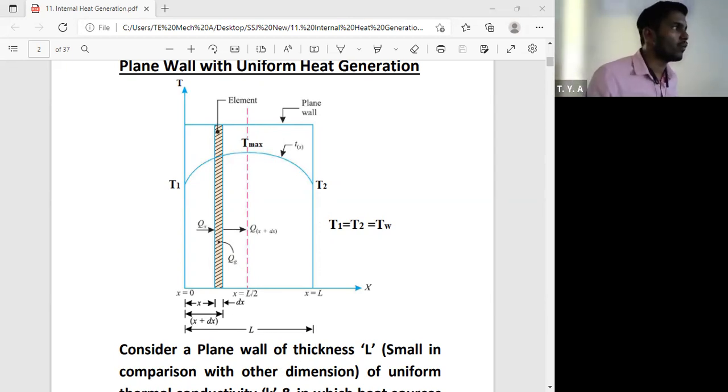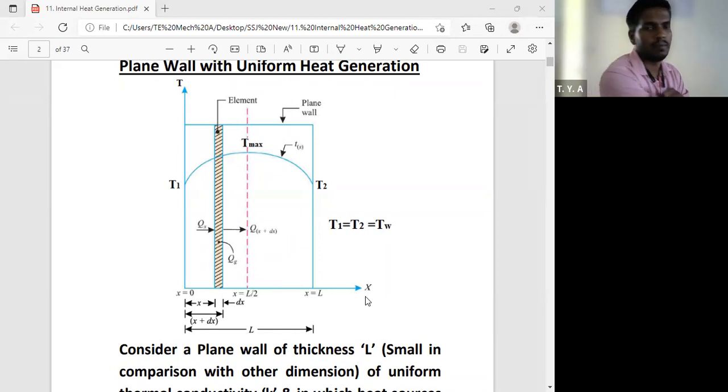Plane wall with uniform heat generation.